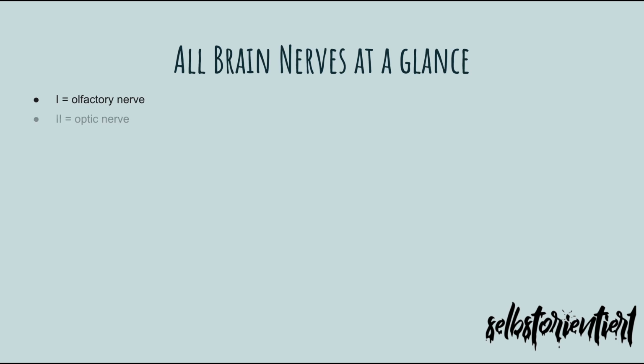The second one is the optic nerve. You definitely heard about the different ways it can originate, but it originates in the retinal ganglion cell layer.